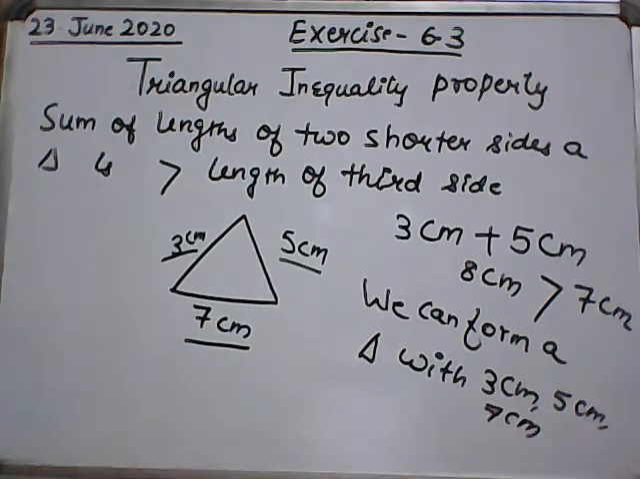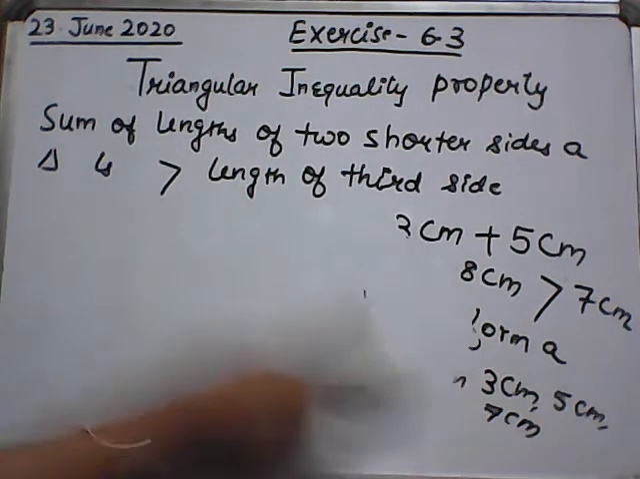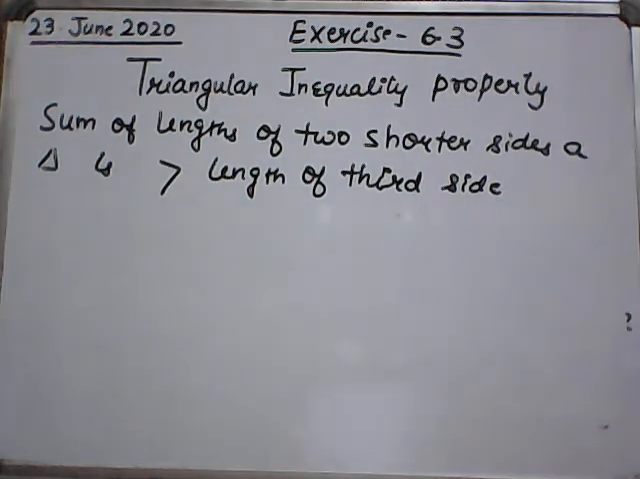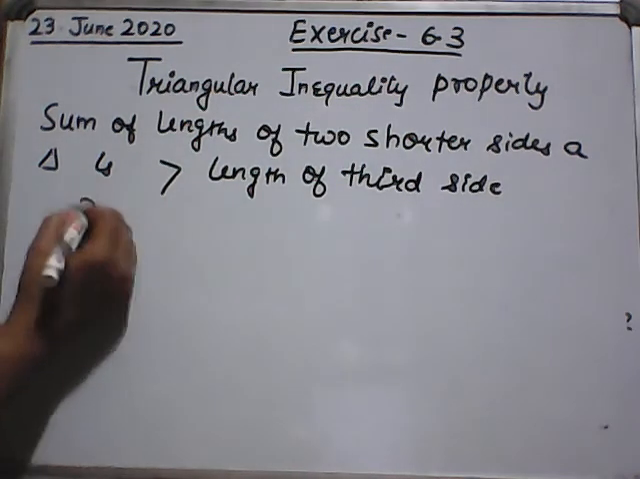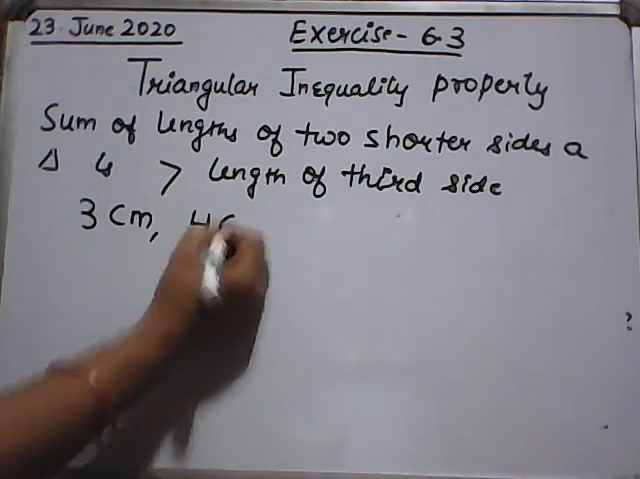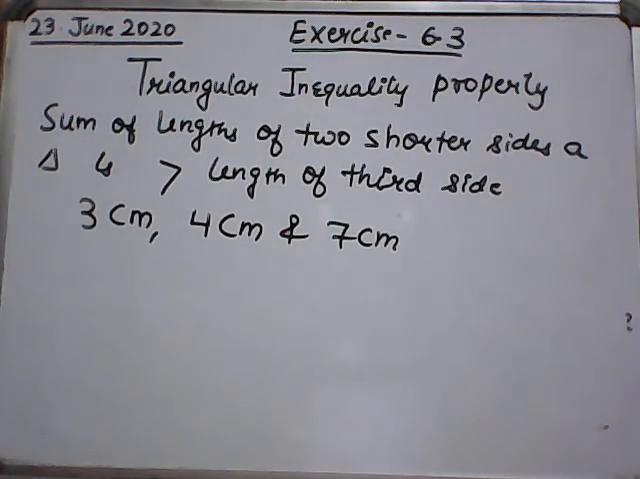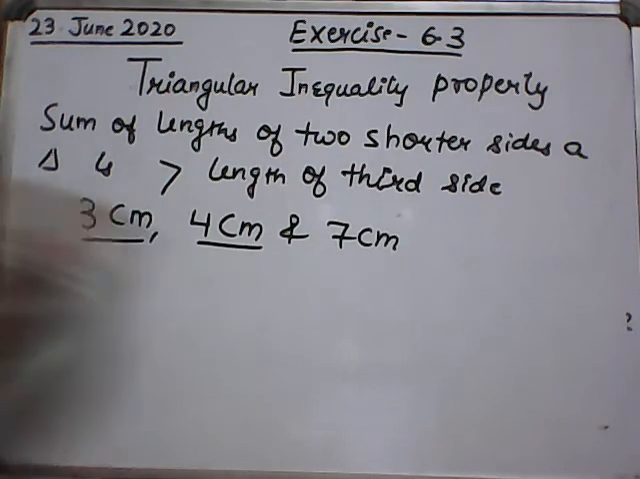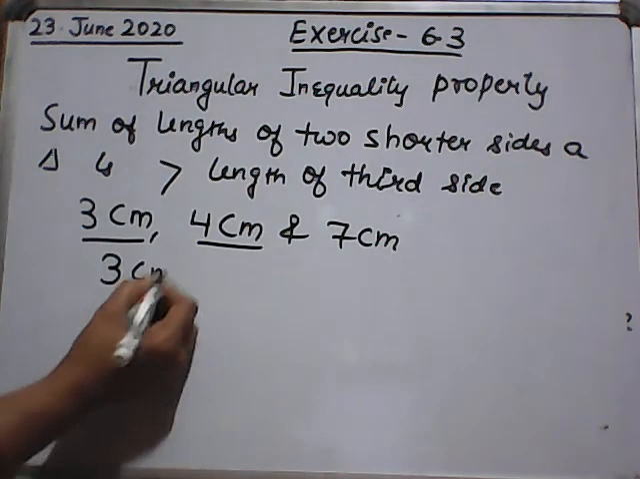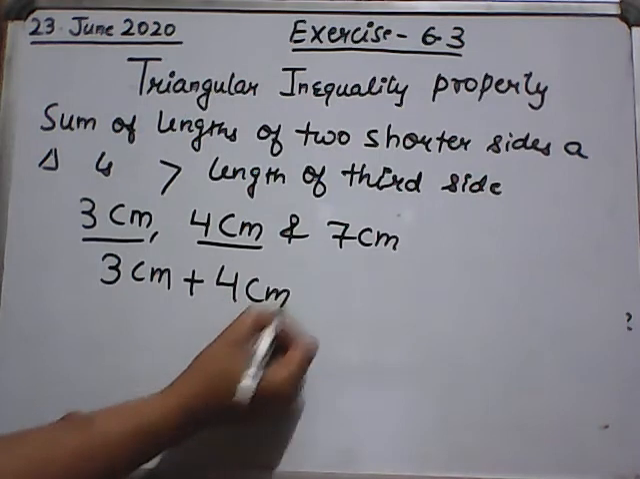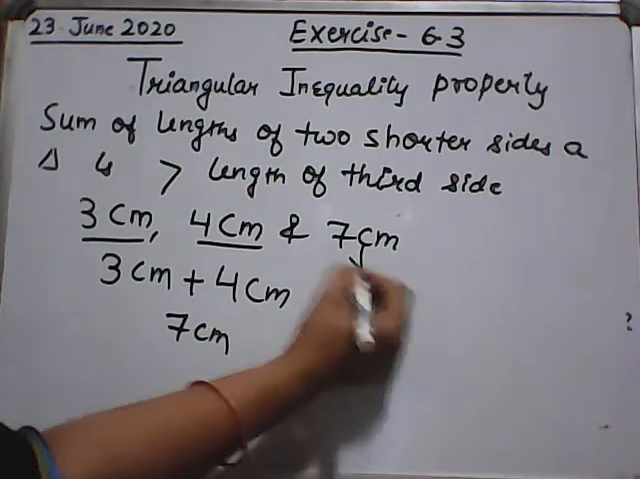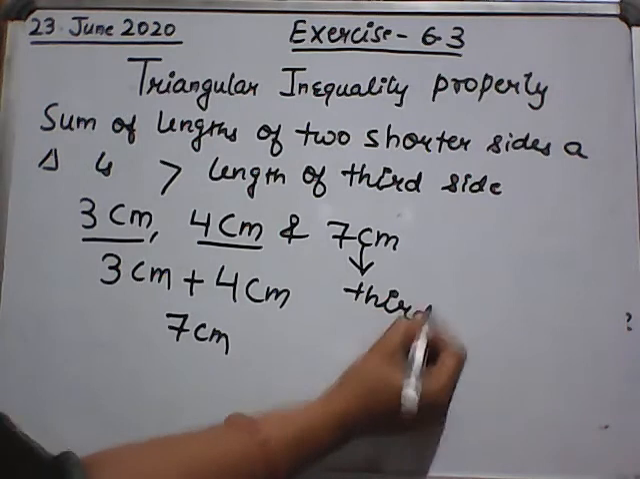If the triangular inequality property is satisfied, then we can say we can form a triangle with the given sides. Let's take another example. If the sides given to you are 3 centimeter, 4 centimeter and 7 centimeter, you have to check whether we can form a triangle with the given sides or not. What are the shorter sides? 3 and 4. The sum of the lengths of the shorter sides is 7 centimeter. The third side, or the greater side, is 7 centimeter.